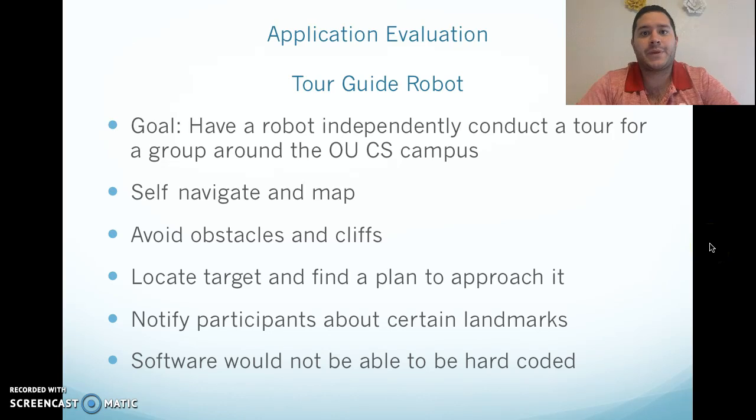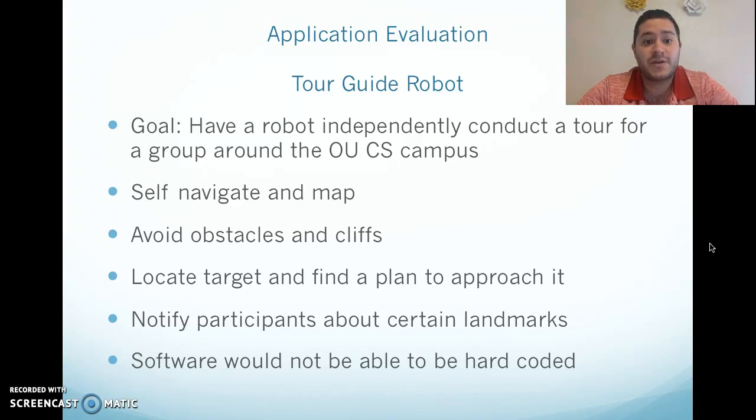Okay, on to the application evaluation in regards to a tour guided robot. The goal for this is for a robot to independently conduct a tour for a group of people or students around the OU campus, particularly the CS campus. The things that it needs to be able to do is map an environment and be able to self-navigate around this map. It needs to be able to avoid obstacles, so it can't run into anything, it can't run into people, and obviously it can't fall down stairs.